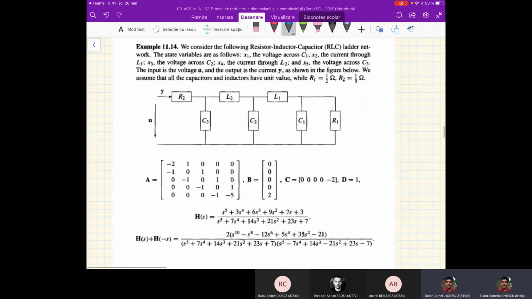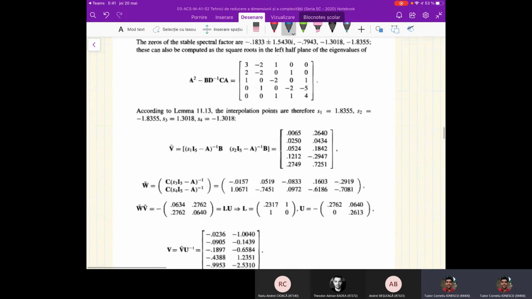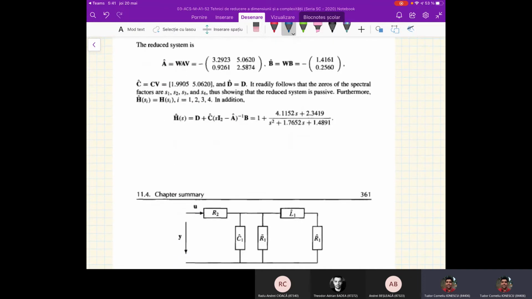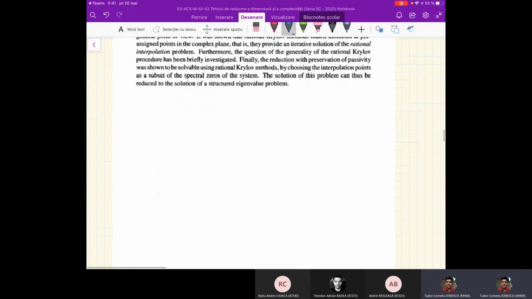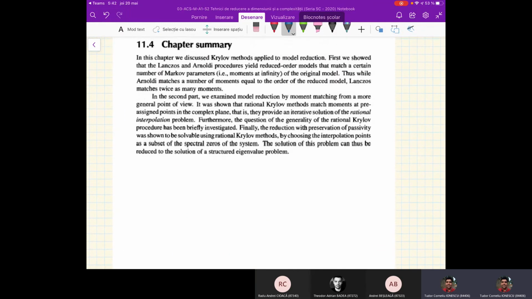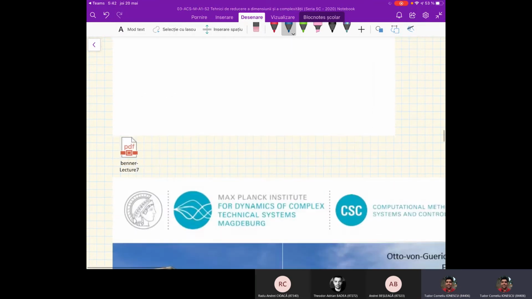you can impose these specific properties. There is an example here of an RLC circuit, okay? When they build these specific projections, you have this second order model, which is actually passive. Okay, so you can enforce specific properties. This is in a nutshell the discussion about moment matching based model order reduction.